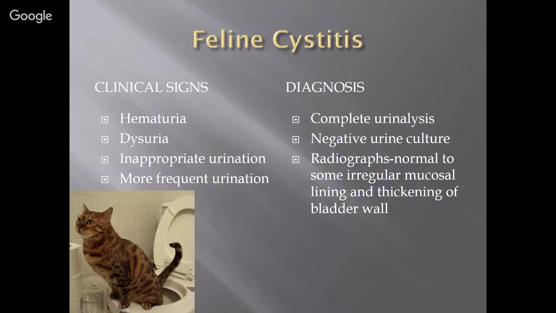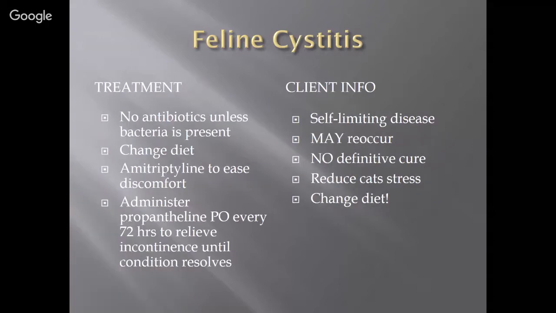It's really hard to see anything abnormal in a fluid-filled structure because the fluid and the tissue look the same. We may see some irregular mucosal lining and thickening of the bladder wall, especially if we do a contrast study on that radiograph. Treatment, no antibiotics. Unless you find bacteria, there is no reason to use antibiotics. Antibiotics are overused way too much.